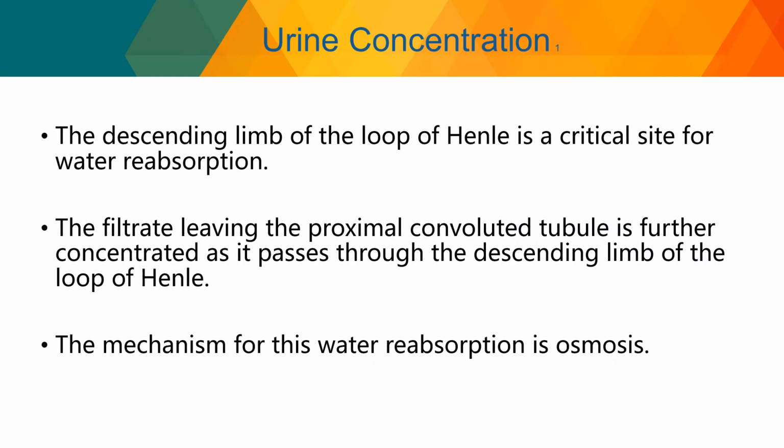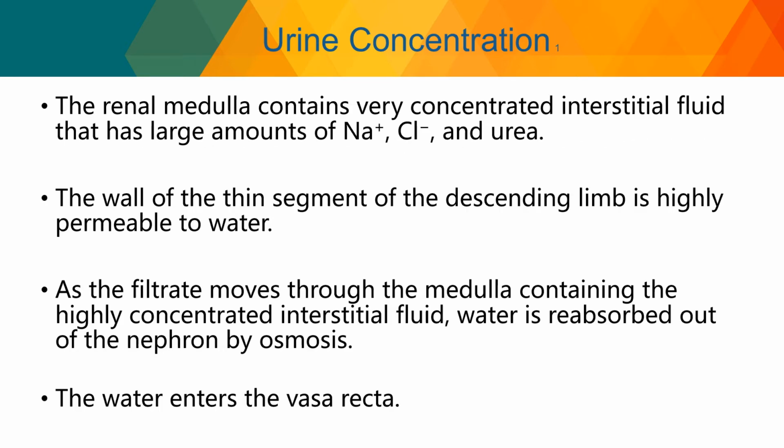For urine concentration, the descending limb of the loop of Henle is a critical site for water reabsorption. The filtrate leaving the proximal convoluted tubule is further concentrated as it passes through the descending limb of the loop of Henle. The mechanism for this water reabsorption is, again, osmosis.